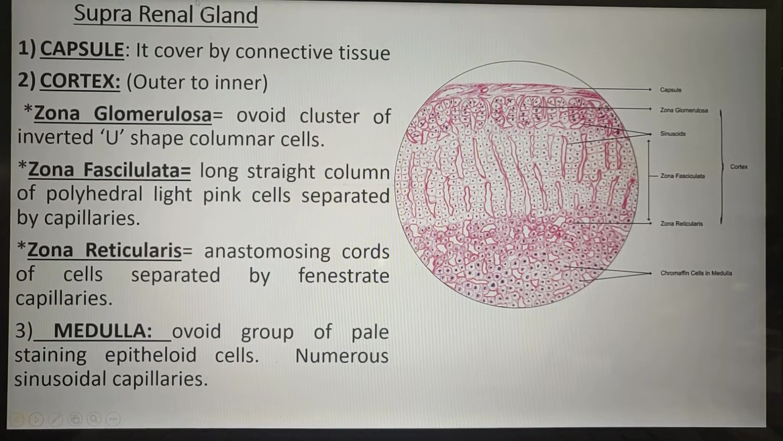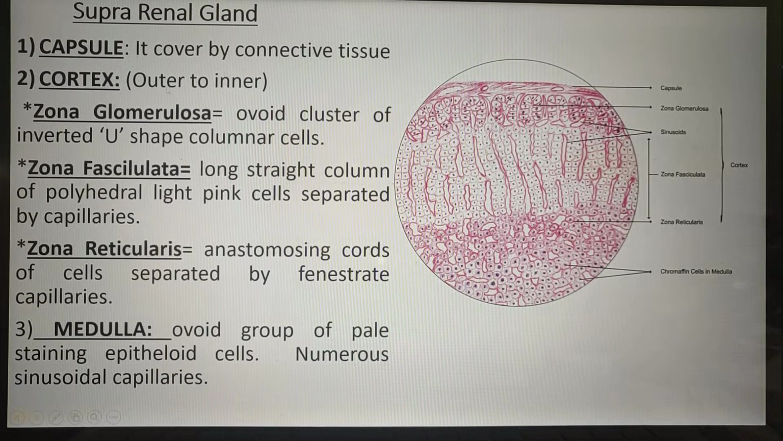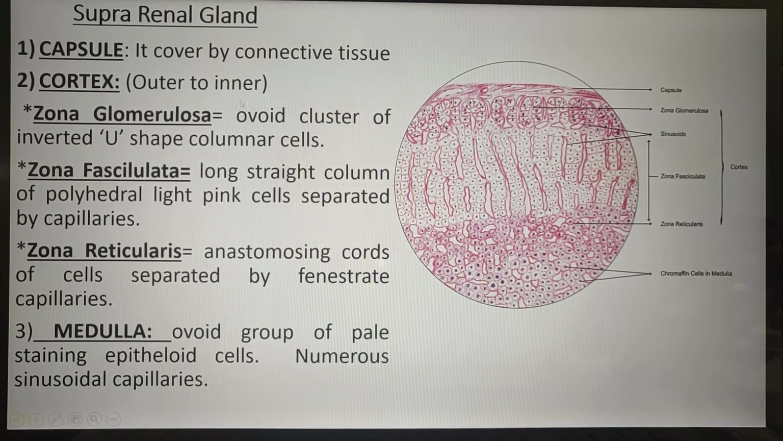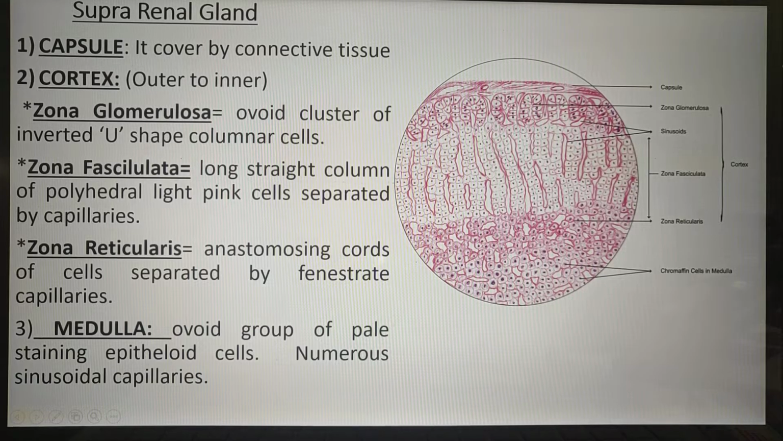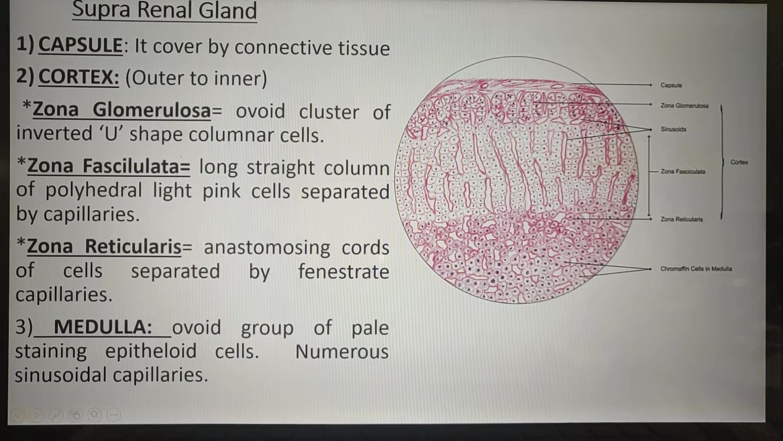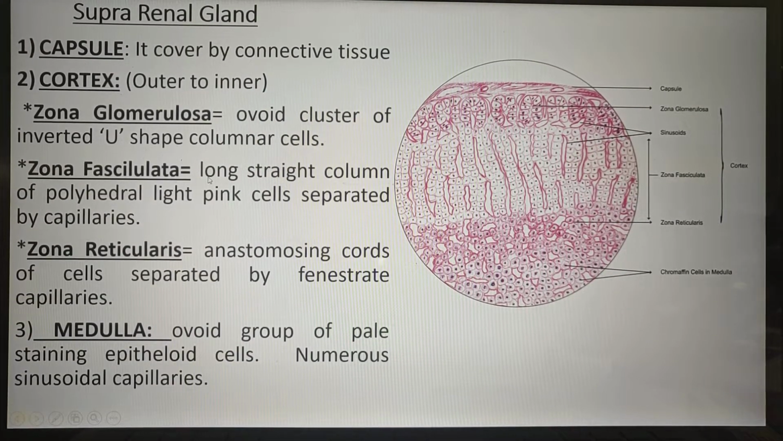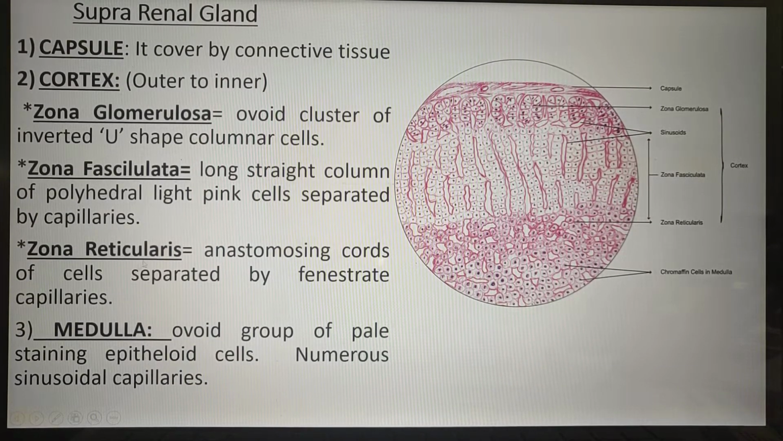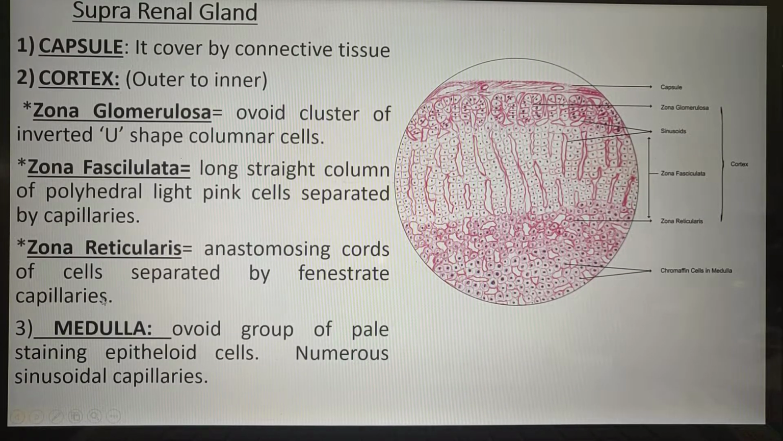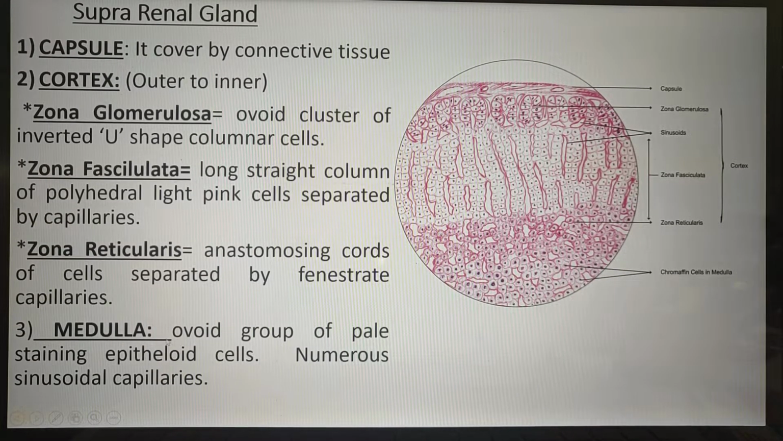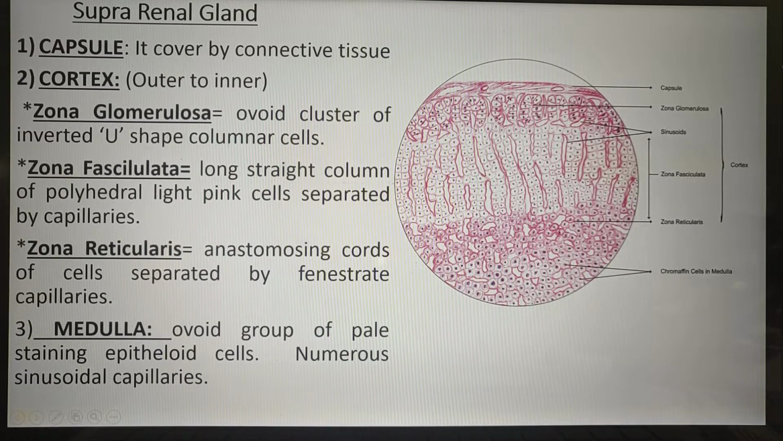The suprarenal gland. The capsule is covered by connective tissue. Cortex, from outer to inner, there is a zona glomerulosa. It is an ovoid cluster of inverted U-shaped columnar cells. Zona fasciculata, long straight columnar polyhedral light pink cells separated by capillaries. And zona reticularis, anastomosing cords of cells separated by fenestrated capillaries. Medulla, an ovoid group of pale staining epithelioid cells and numerous sinusoidal capillaries.